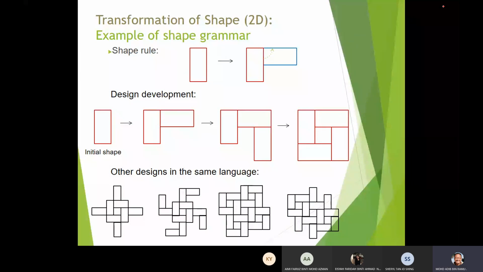Okay, one example of shape grammar using the transformation, rotation transformation. So like this, I've shown you earlier, this one. So this is using rotation. You're just rotating the rectangular shape.